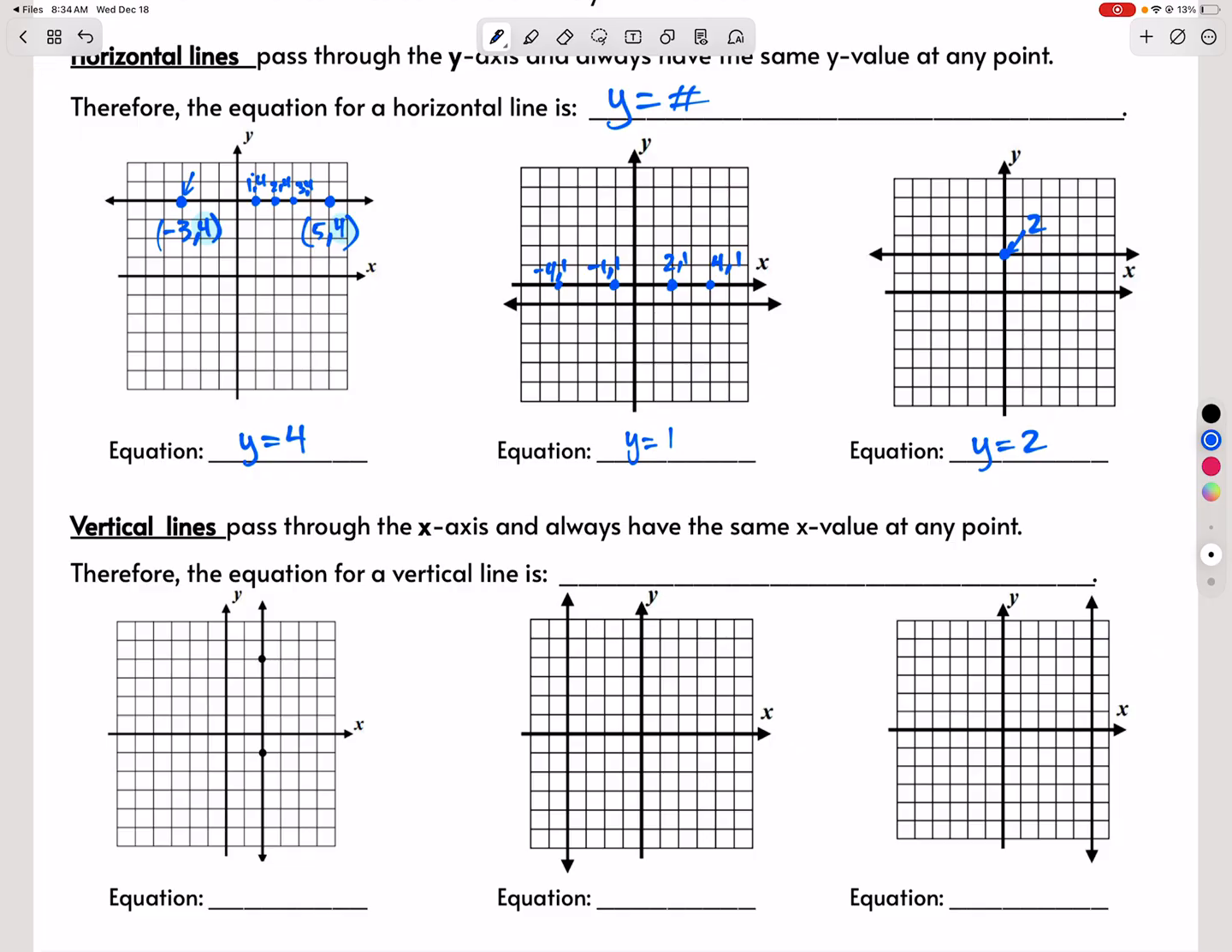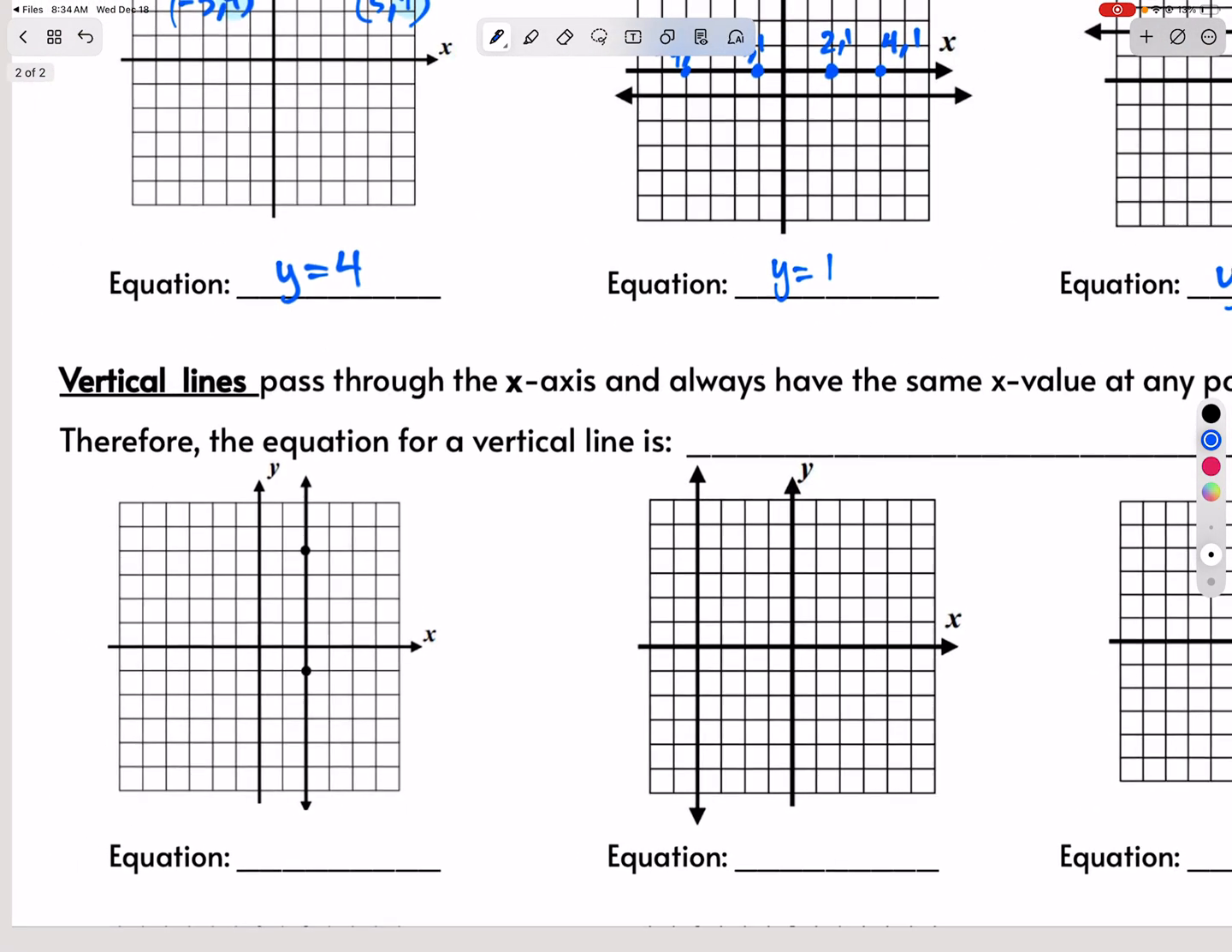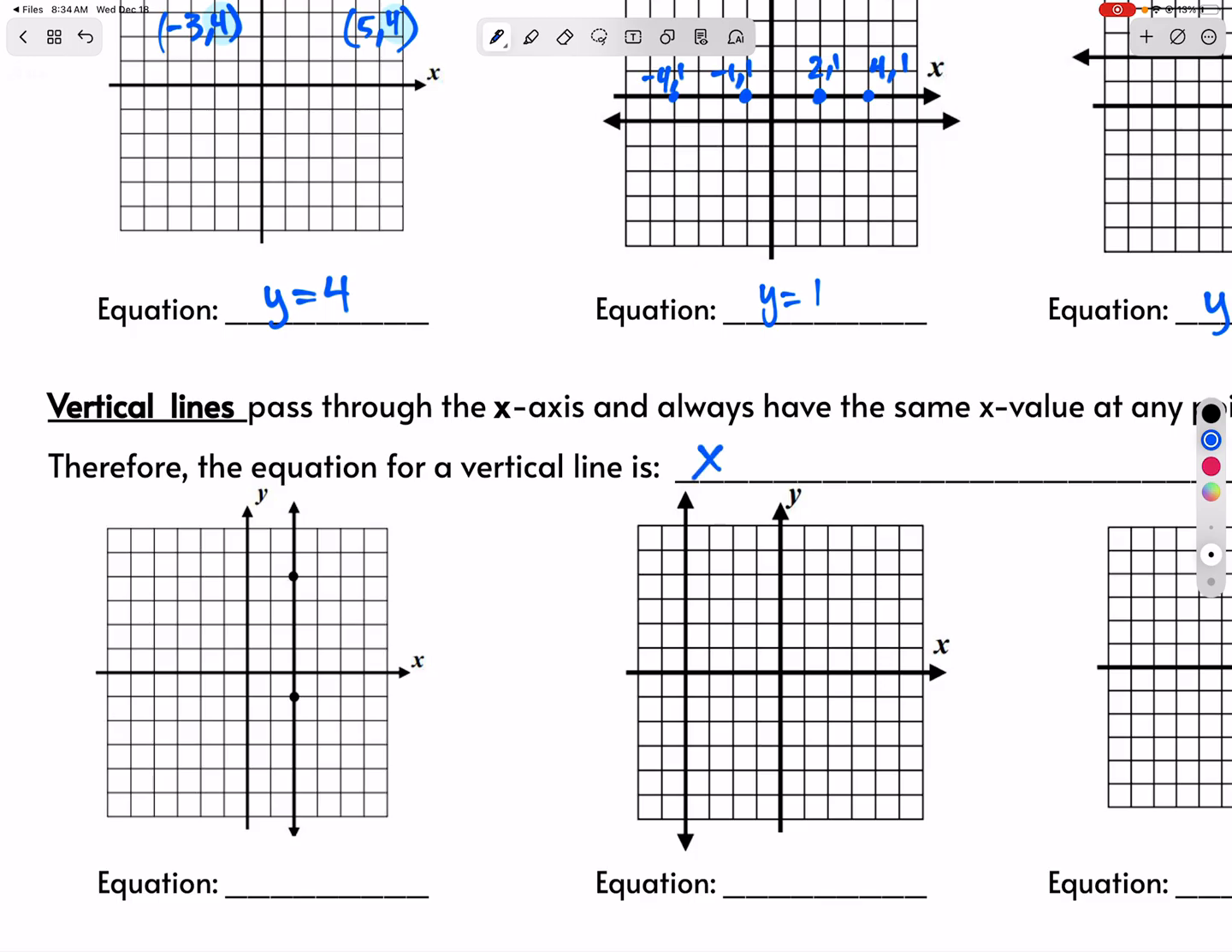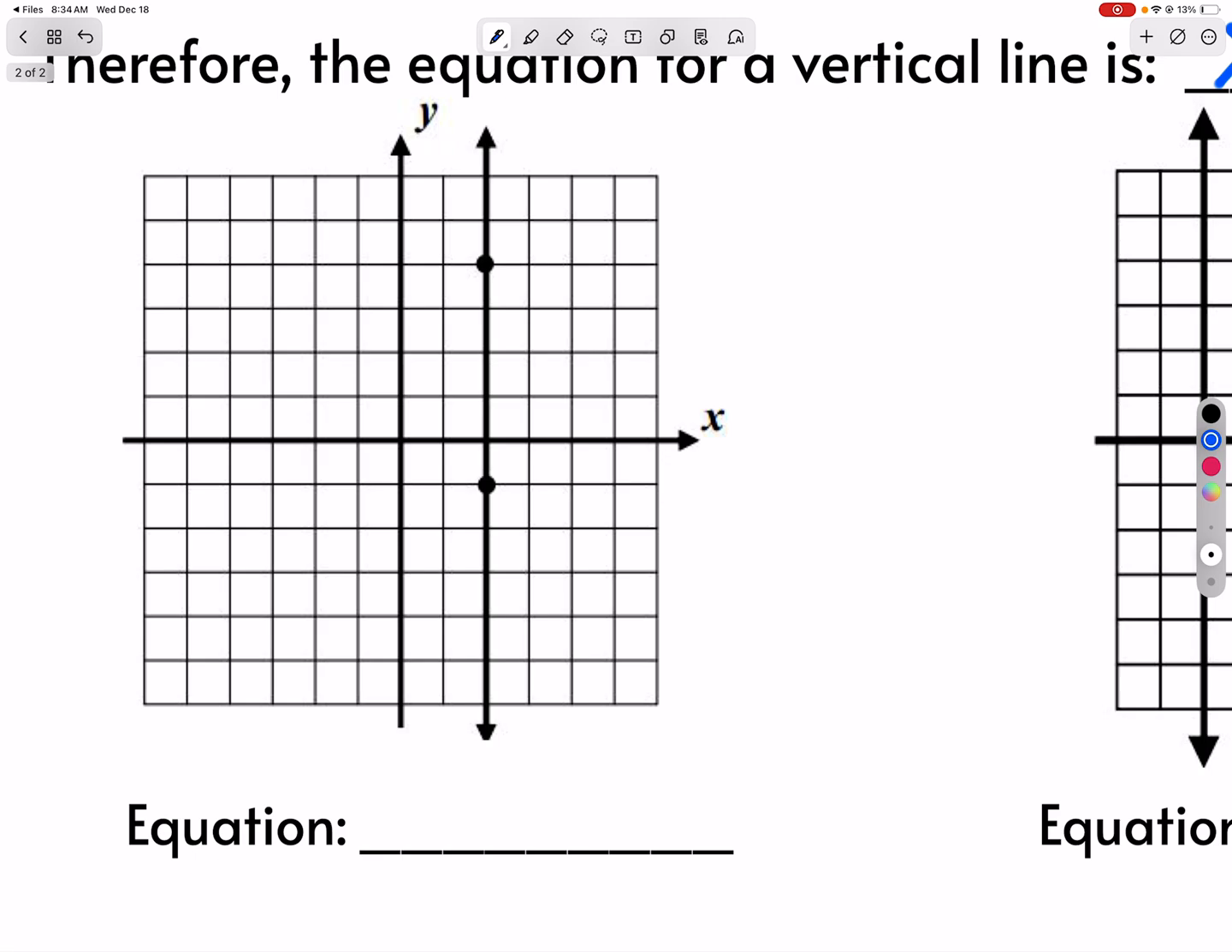So if a horizontal line is a y equals a number, and a vertical line is an x equals a number. For example, this point right here, that's 2, 4. This point right here is 2, -1. Every point on this line, the x value is 2. This is 2, -3. This is 2, 2. So every point, x equals 2.